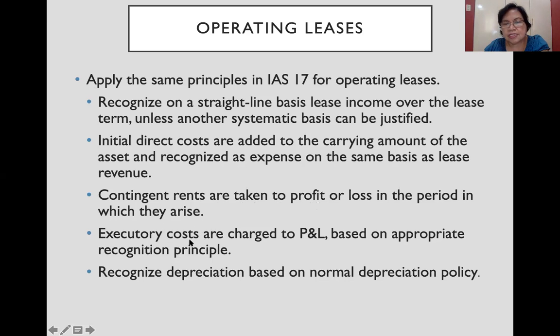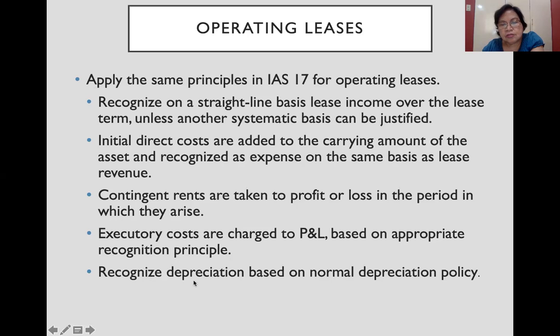What are these again? Executory costs include repairs and maintenance, property taxes, and insurance. So they are charged to profit or loss based on appropriate recognition principle. And because the asset is still controlled by the lessor, because there is no substantial transfer of risks and rewards to the lessee, then the lessor still retains the record for the asset.